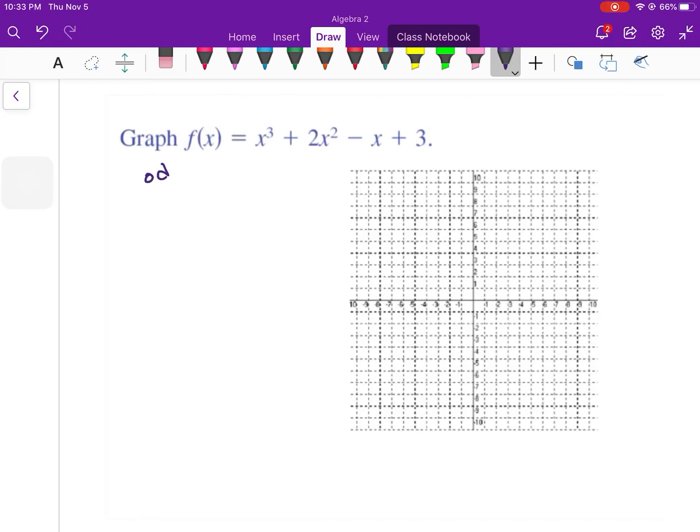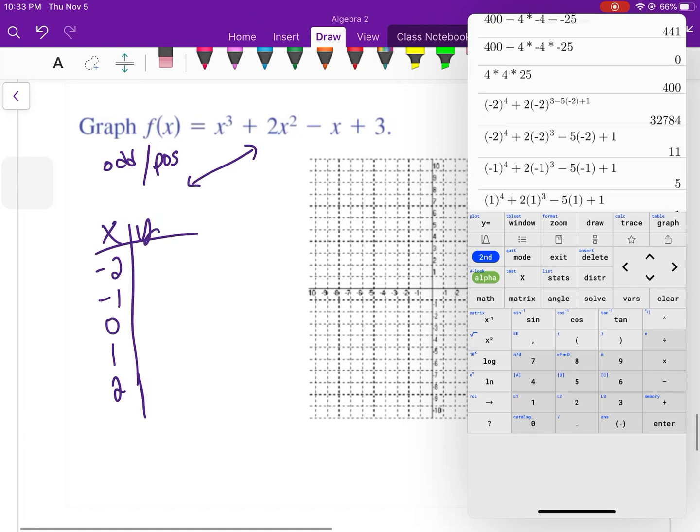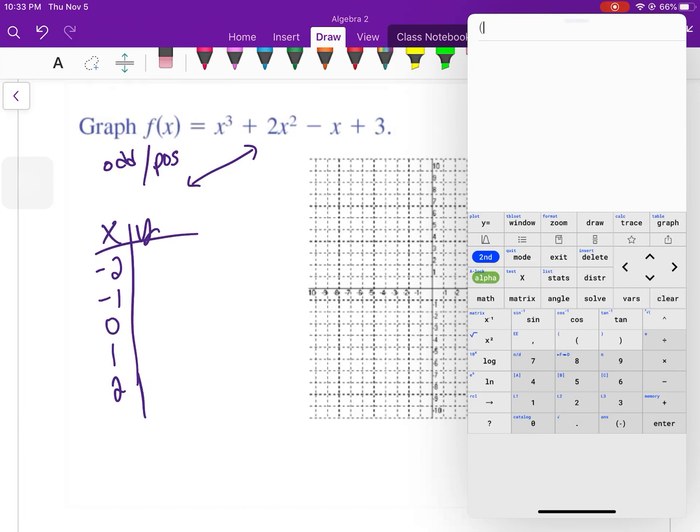Do one more. This one's a cubic function. It's positive. So it's odd and it's positive. So the end behavior will kind of be like that. Y equals x, positive slope. So if we plug in the same values, -2, -1, 0, 1, 2, see what happens when we plug those values in.